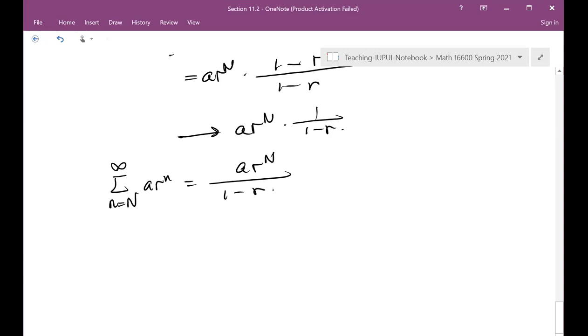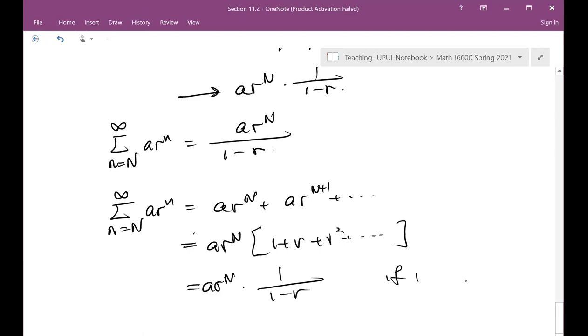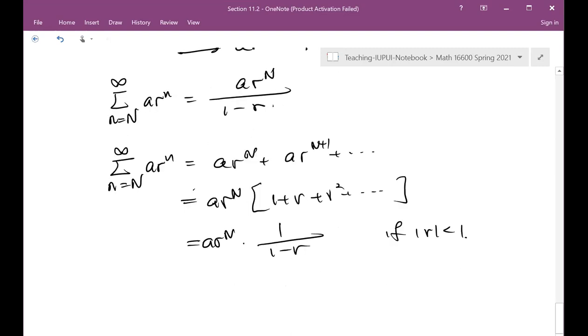So you can get this answer in a different way. You write down all the terms, then although they're infinite terms, you can formally factor this out. And you know that this is going to be 1 over 1 minus r if the absolute value of r is less than 1. So you can quickly get the answer.